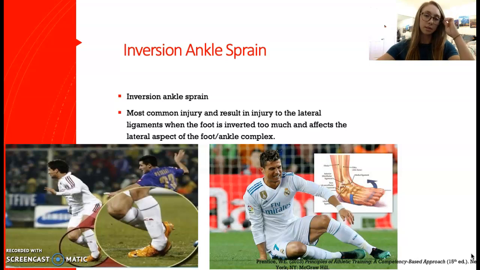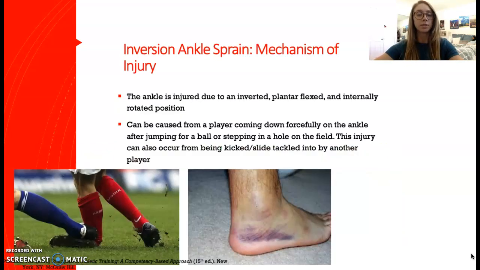The next injury that we're going to talk about is the inversion ankle sprain, which is the most common injury on the lateral aspect of the foot, which is injuries to the ligaments on the lateral side if it's inverted too much with the foot-ankle complex. So the mechanism could be a player coming down forcefully on the ankle after jumping or stepping in a hole on the field. If you've played soccer, you probably got your foot stuck in a hole, especially when you were younger, and that's not fun. It can even come from the picture of getting slide tackled or getting a cleat right into the side of that foot right there.